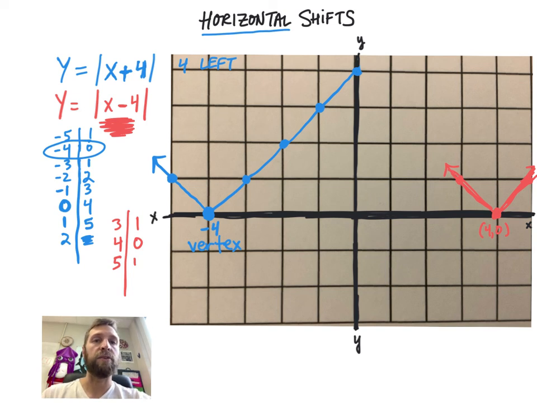So interesting. It was a positive 4 in with the x. It actually went 4 to the left to negative 4. And x minus 4 actually went 4 to the right to that positive 4 value on the graph. Okay, so a little bit of opposite or switching. So horizontal shifts, maybe you're making a note and looking at.